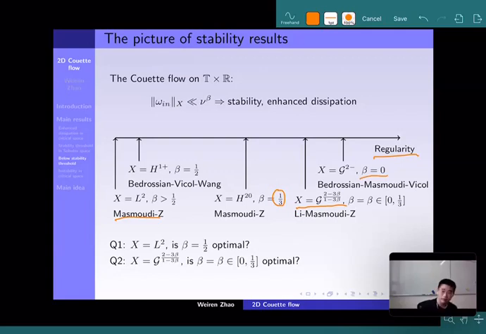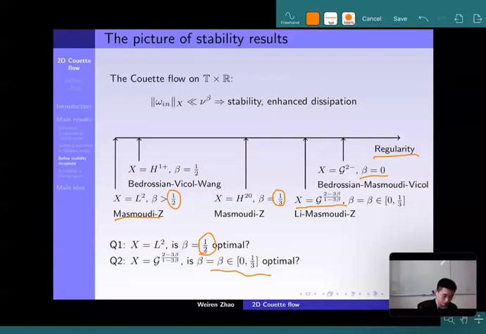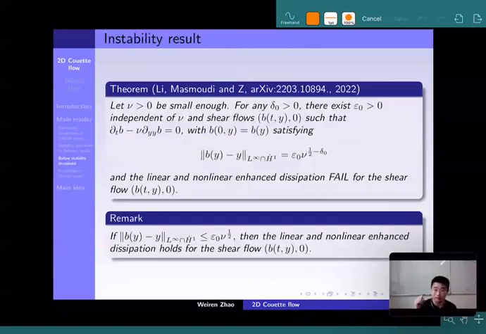Okay, then the natural thing to ask is, is this endpoint, this half, optimal? And the next thing is this relationship, right? This beta and the Gevrey space, is this relation optimal? So that one requires some instability result. So let's first introduce our recent result about this instability.